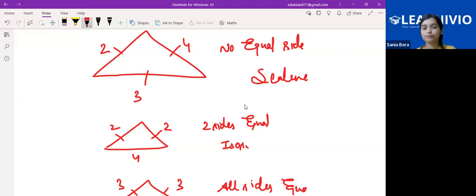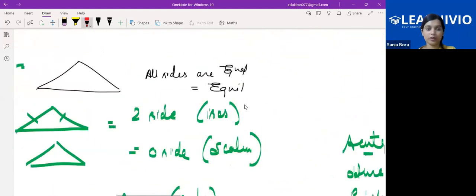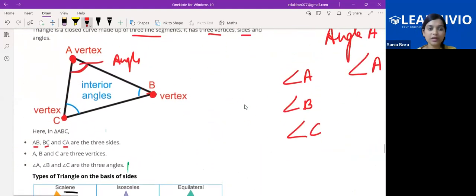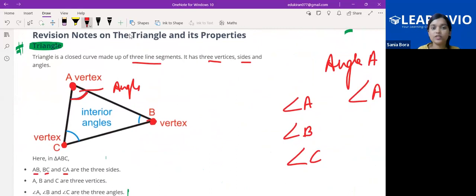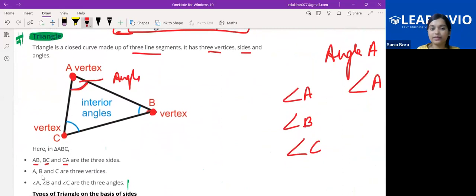Fine? Yes, ma'am. Okay. So now, first of all, you will start making notes from here. Just put the chapter, the triangles and its properties. Then draw the triangle, make the entire thing and write it down. And then also types of triangle on the basis of sides. Okay, ma'am. Ma'am, the chapter's name is Triangle and Its Properties.